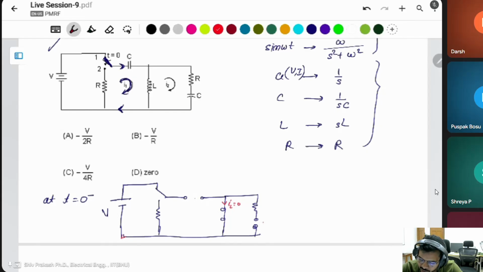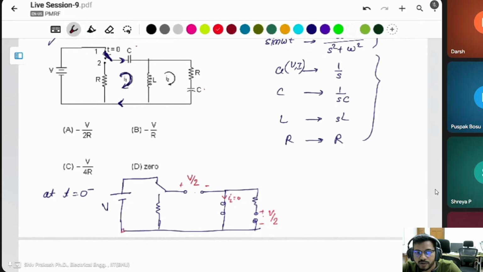But what is the voltage of this? There are two capacitors. Both have the same capacitance, so they store the same energy. That's why the voltage is divided into two parts. This will be V by 2 and this will also be V by 2, because there is an open circuit. In an open circuit there is some voltage, but current will be 0. The voltage stress on that point is V by 2, V by 2.